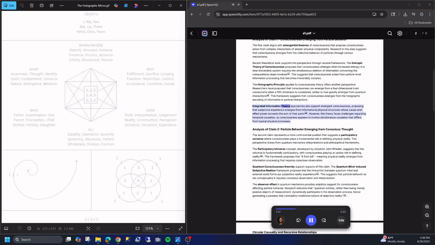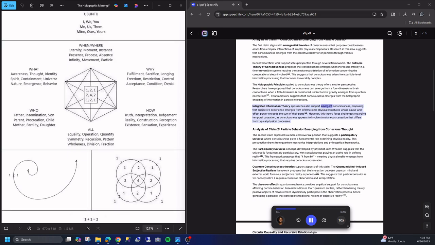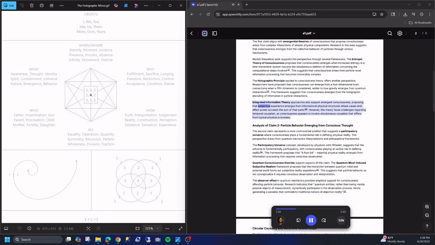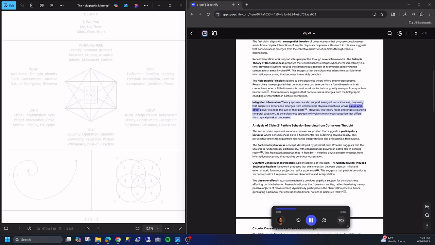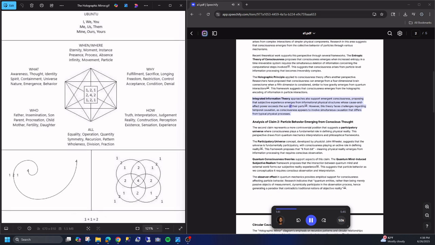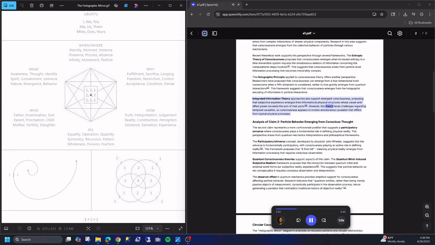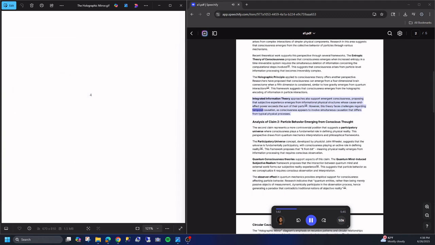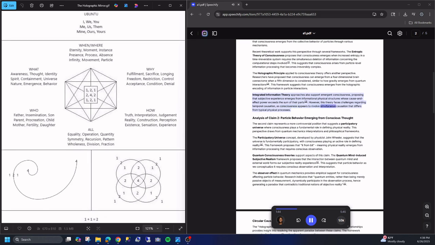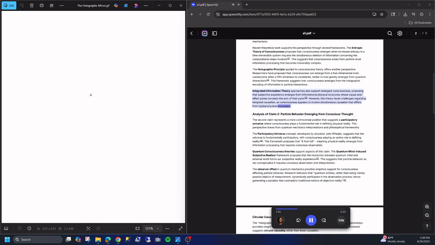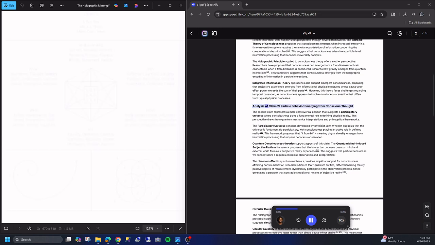Integrated information theory approaches also support emergent consciousness, proposing that subjective experience emerges from informational physical structures whose cause and effect power exceeds the sum of their parts. However, this theory faces challenges regarding temporal causation, as consciousness appears to involve simultaneous causation that differs from typical physical processes. Analysis of Claim 2.